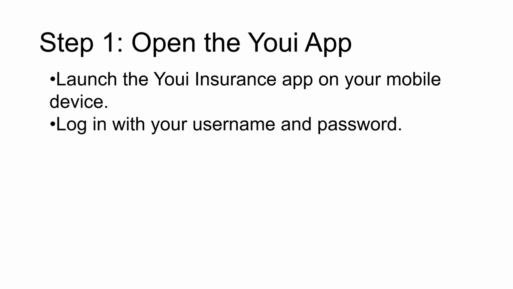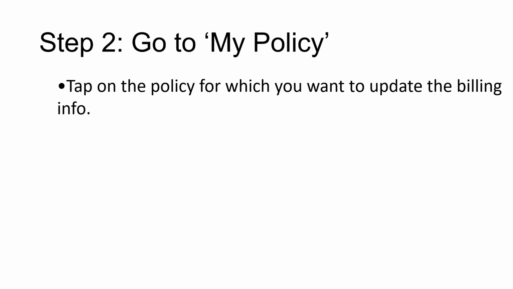First, open the Youi Insurance App on your mobile device. If you're not already signed in, log in using your username and password. Once logged in, navigate to the My Policy section. This is where all your active policies are listed.